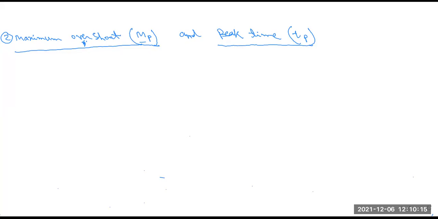Okay, so just wait. This M p equals c(t) max, the maximum value of the deviation, minus 1. The percentage maximum overshoot is calculated as c(t) max minus 1 by 1, into 100. So this is called the maximum overshoot.